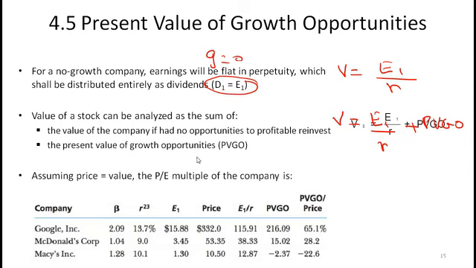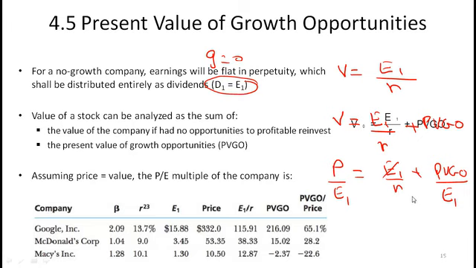Now, another way of looking at this, assuming price is equal to value: if price is equal to value, then that V can be written as P. So you can then write P is equal to E1 over R plus present value of growth opportunities. Now if you want to find the price earnings ratio, just divide this by E1. When you divide this by E1, the E1 cancels out and you have present value of growth opportunities over E1.